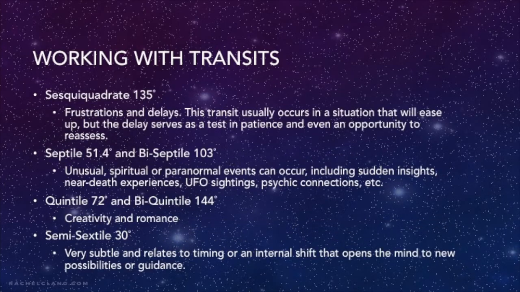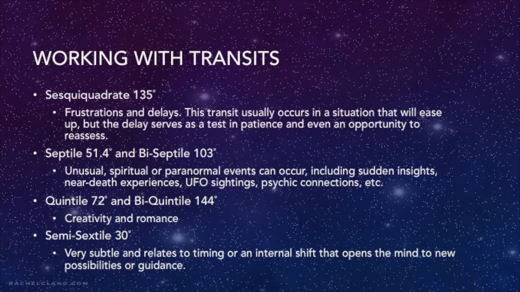Sesquiquadrats at 135 degrees represent frustrations and delays. This transit usually occurs in a situation that will eventually ease up, but the delay serves as a little bit of a test, and it tries your patience. It also gives you an opportunity to reassess and maybe to try something new, try a new approach.